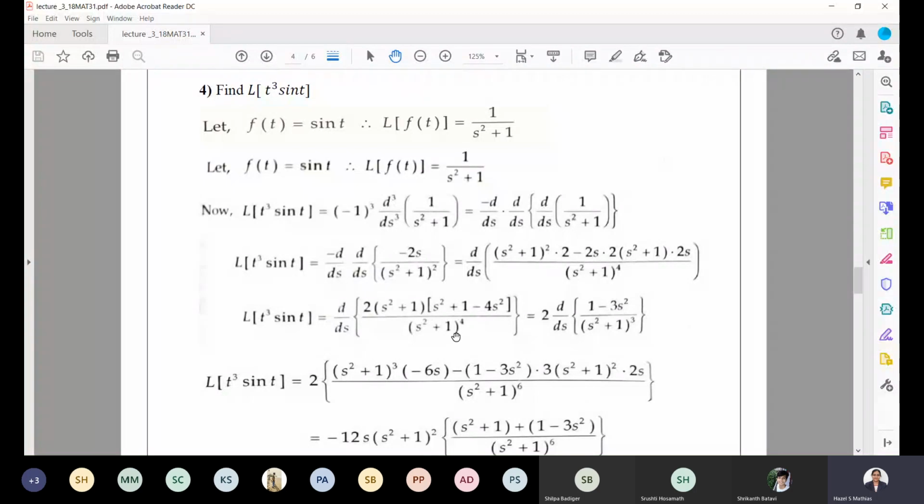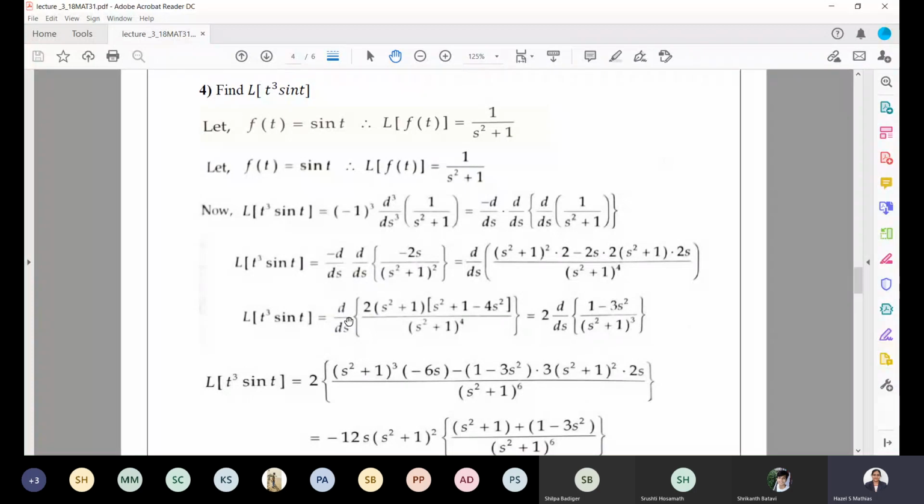Now look into the common term. What do we get over here? Look into this. How can you write this? You can simplify and write this as 2 into s square plus 1. Here we can cancel out one s square plus 1. So it will become s square plus 1 whole cube.